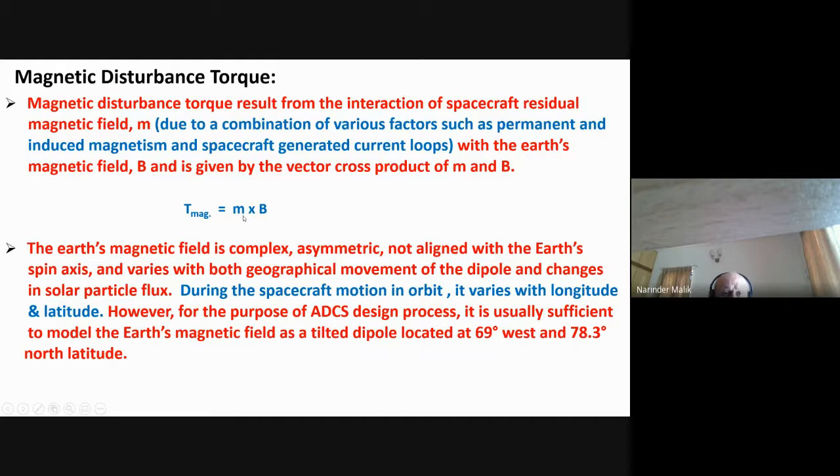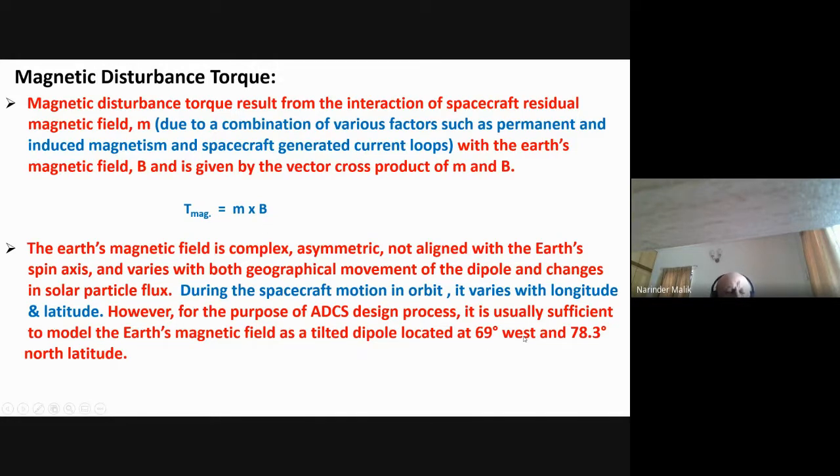M is the residual dipole moment of the spacecraft magnetic field. B is the Earth's magnetic field. The Earth's magnetic field is complex, asymmetric, not aligned with the spin axis, and varies with both geographical movement of the dipole and changes in solar particle flux. But for practical purposes, we can take the Earth's magnetic field as a dipole, and the dipole is tilted from the Earth's north axis by 11.3 degrees and lies in the plane along 69 degrees west.